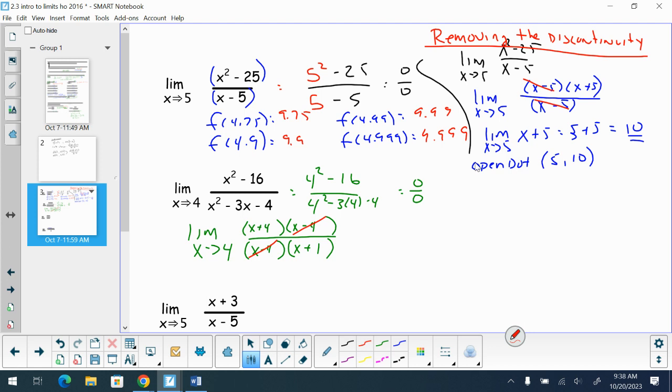So on top we have 4 plus 4 over 4 plus 1. So we factor, we cancel, and then we sub. So we have 8 over 5. So as x gets closer to 4, y gets closer to 1 3/5, or 1.6.